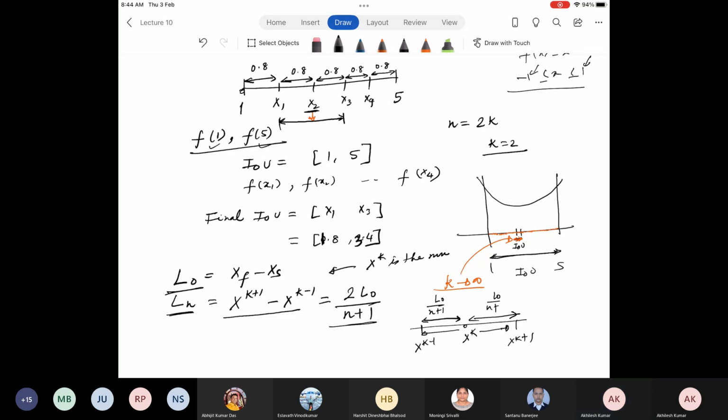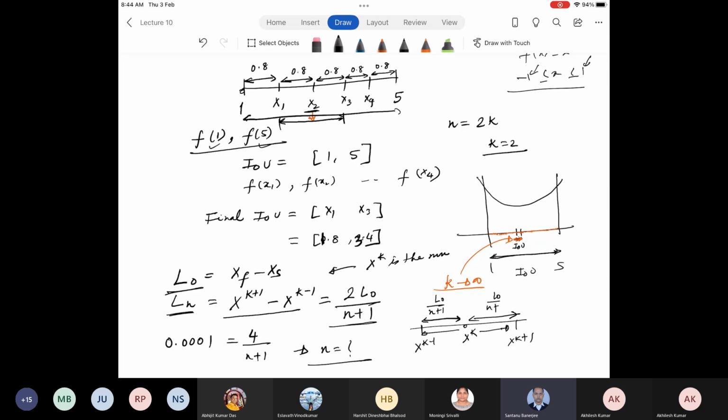Now, how much finer Ln do you want? Suppose I want 0.0001. My initial length, how much is initial? 5 minus 1, 4, right? Divided by n plus 1. From here, you can find a suitable n, that is, how many segments you want. Does that make sense?